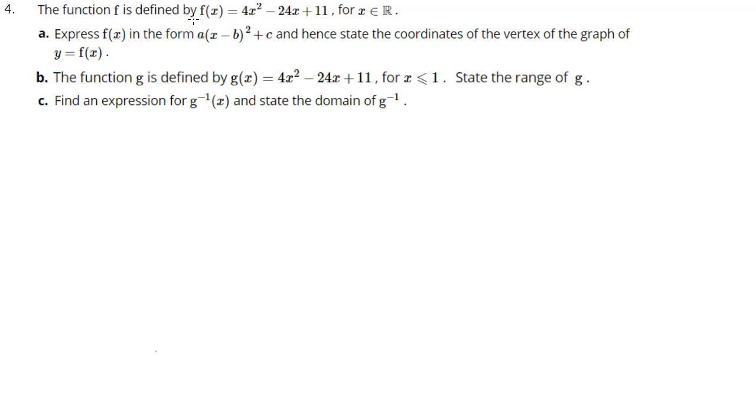Okay, here in this problem, we've got a quadratic, 4x squared minus 24x plus 11. It's a function. We want to put it in this form. We're going to put it in vertex form and then tell them what the vertex is.